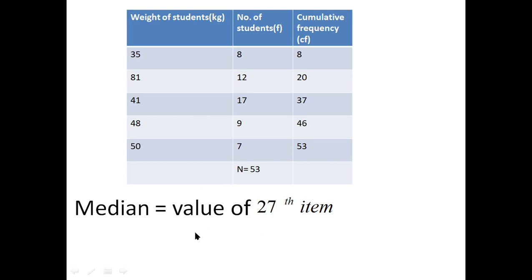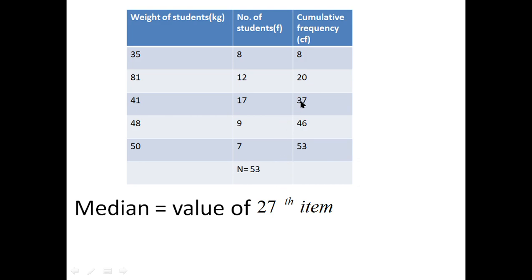So what we have to do is check which CF this is greater than. 27 is greater than which CF here? Compared to 8 it is greater, but exactly which one we have to check. After 8 there is 20, and compared to 20, 27 is greater, but compared to 37 it is not. So we have to check the CF just greater than 27, and the CF just greater than 27 is 37.